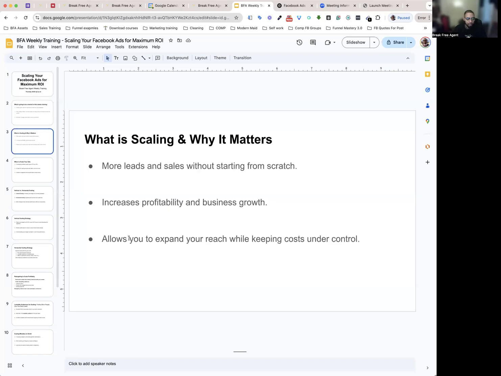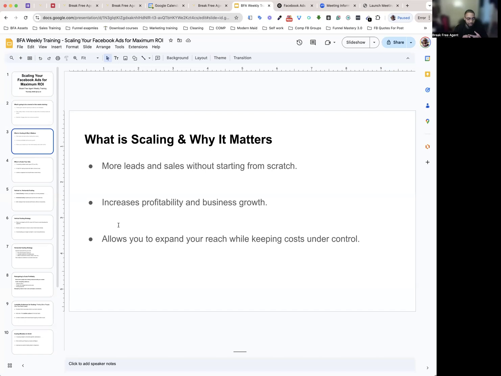All right, next, why scaling matters. You can get more leads, like I mentioned. It keeps you from wasting money and keeps you from having to start from scratch. Once you fine-tune your ad copy and your creative and it's working, you want to continue to keep using that. You don't want to start from ground zero. You can increase profitability and business growth, so you can really increase the amount of sales you're bringing to the business, which is the ultimate goal.